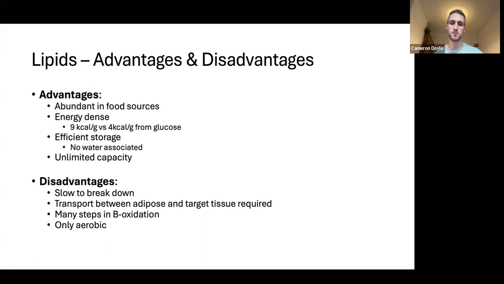And for the same reason that being hydrophobic is great for storage, it also makes it difficult to transport between adipose tissues and target tissues. It needs to be bound to a protein like albumin, for example.